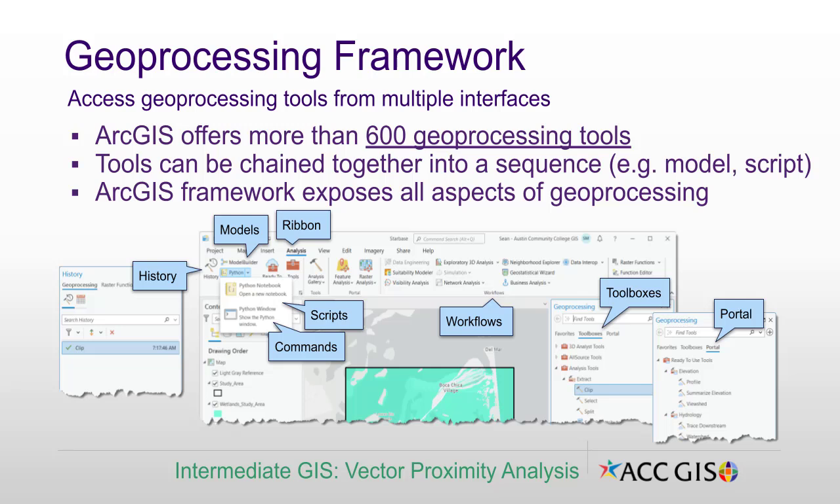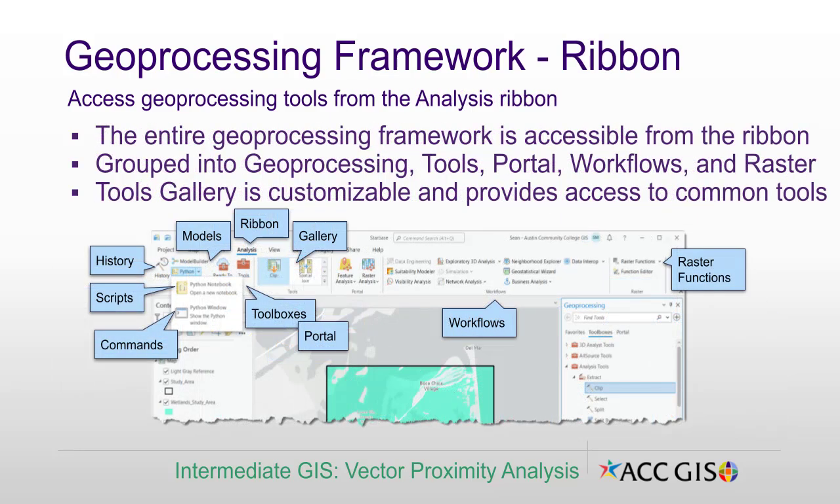Now let's take a closer look at each of these interfaces in the geoprocessing framework. What I like about the ribbon is that the entire geoprocessing framework is accessible from the analysis ribbon. When you open up that ribbon, the tools are organized into different groups, including geoprocessing, tools, portal, workflows, and raster. And it includes a tools gallery that is customizable and provides easy access to common tools.